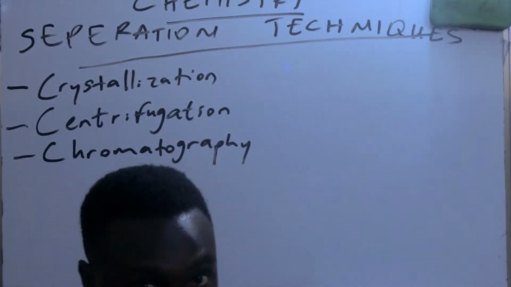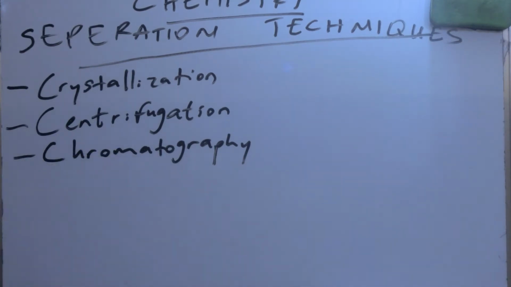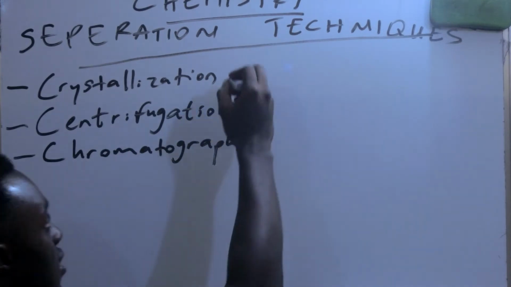Okay, so we'll be looking at separation techniques, continuing on separation techniques. So we'll look at three of them. We'll briefly describe them: crystallization, centrifugation, and chromatography. So we'll take the first one, crystallization.